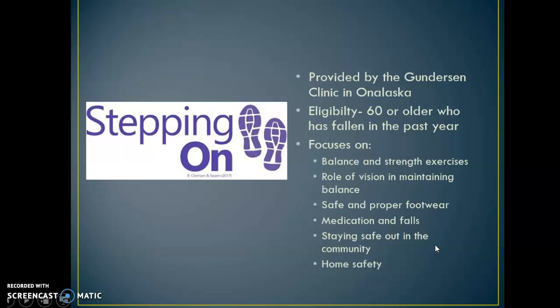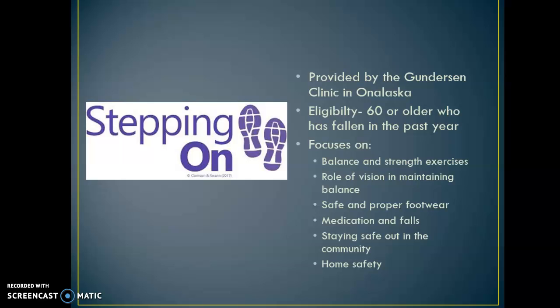So a program or a resource that I found in our area is called Stepping On Falls Prevention, and this is provided by the Gundersen Clinic in Onalaska. There wasn't much information on the website because you had to call and register and probably get more information on it if you didn't get all the information you needed from the website. So the eligibility for this program is you need to be 60 years or older or have fallen in the past year. So these people actually have to have fallen.